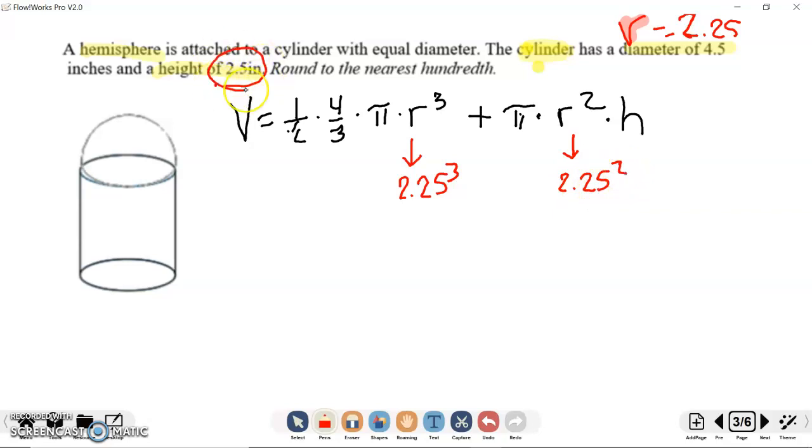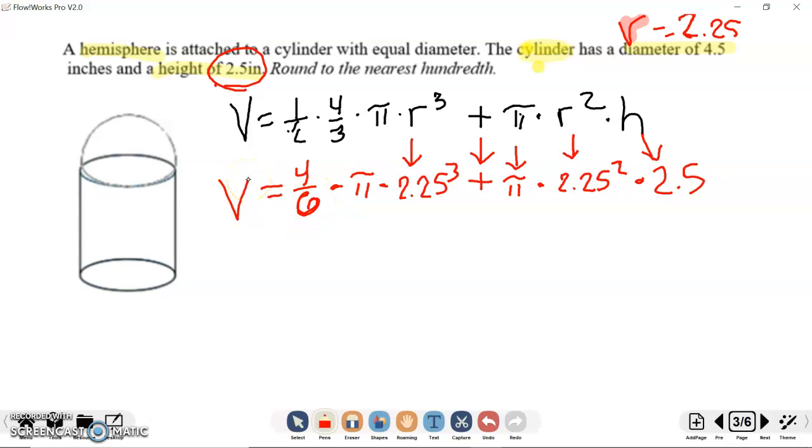We know that we have a height of 2.5, so over here in place of h, I'm going to use 2.5, and then I've got to multiply by pi, bring down my adding sign, multiply by pi. Here I know 1 times 4 is 4, and 2 times 3 is 6, so we're going to make that 4/6. So my volume is going to be all of this stuff multiplied.